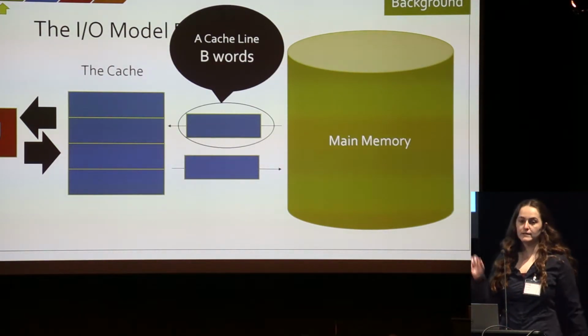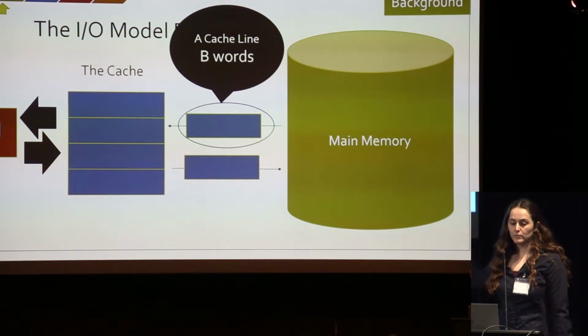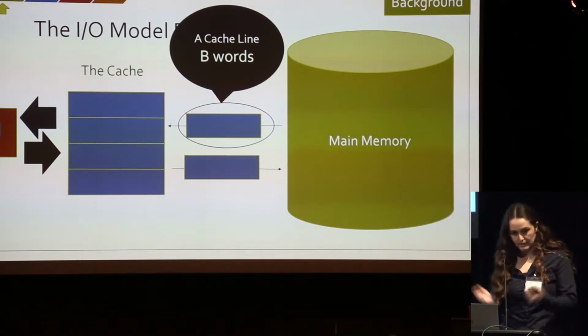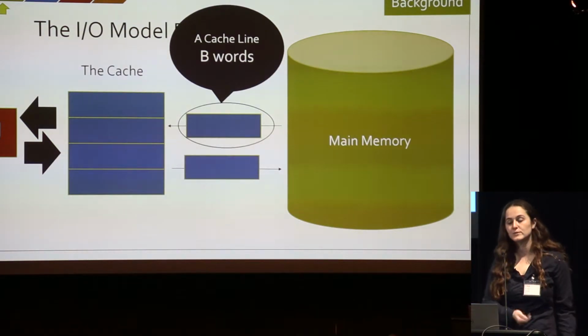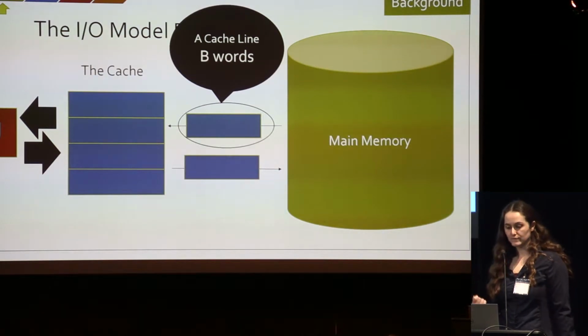So what's going on there? We're going to take contiguous sections of B words from main memory, and we're going to bring them from main memory into the cache. And in order to get enough space in the cache, we're going to have to write something out. And that operation of reading and writing is going to take 1 unit of time.